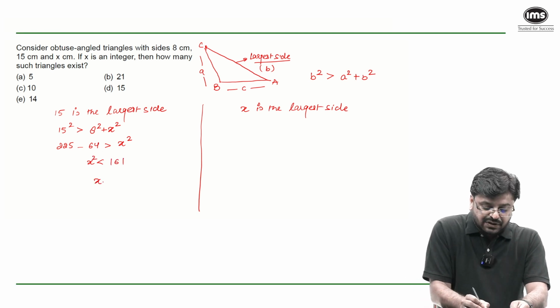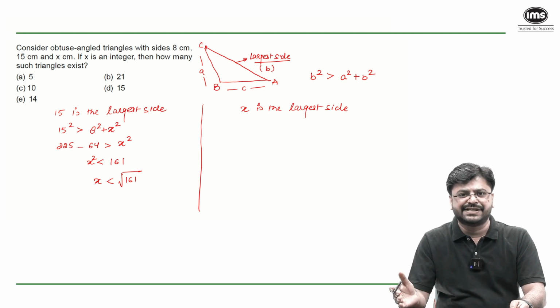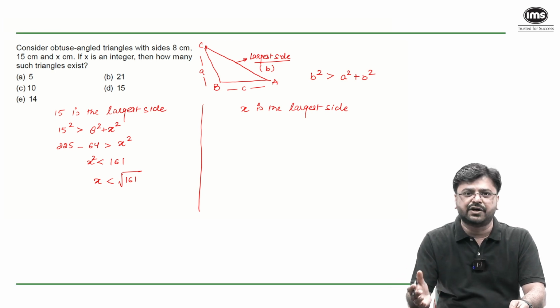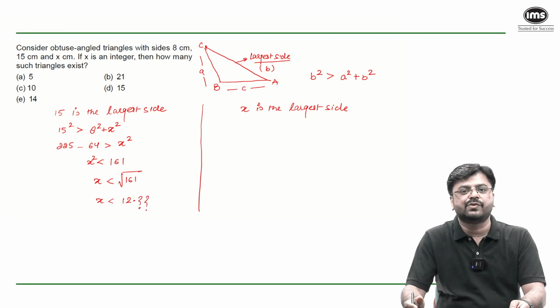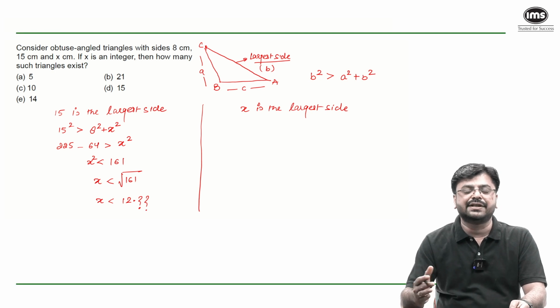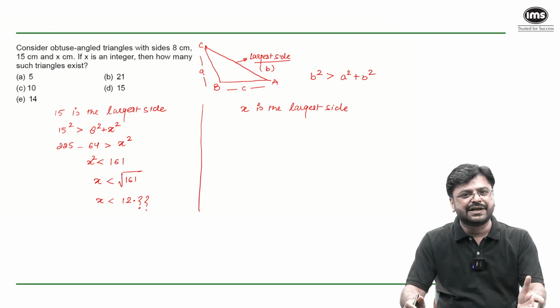Now, which means x should be less than under root 161, and under root 161 is 12.68. Even if you don't know the exact value of under root 161, what you can do, this value is some value which is more than 12 and less than 13, because 12 square is 144 and 13 square is 169. But does that mean x can take any value less than this?